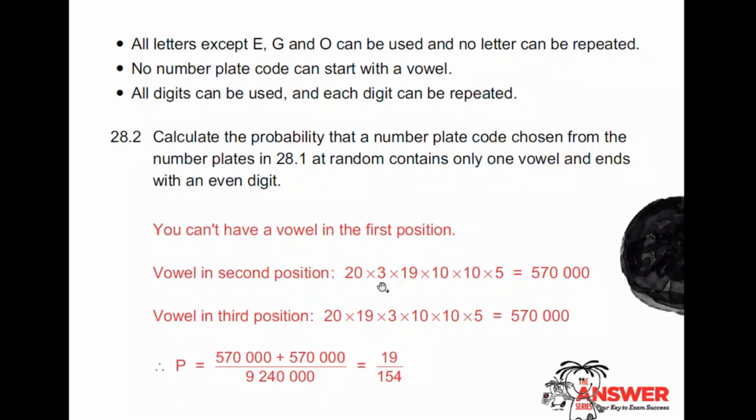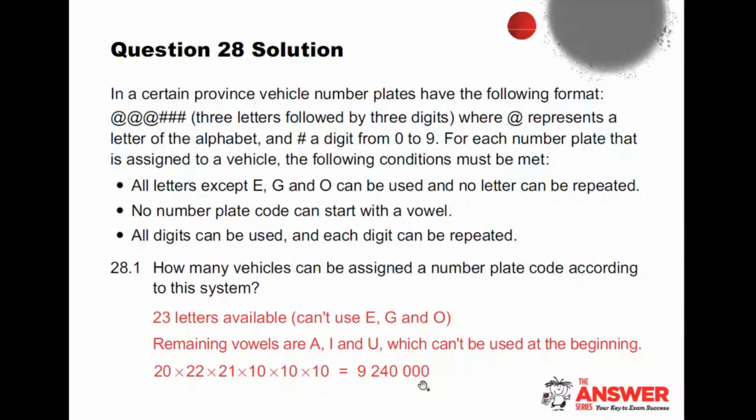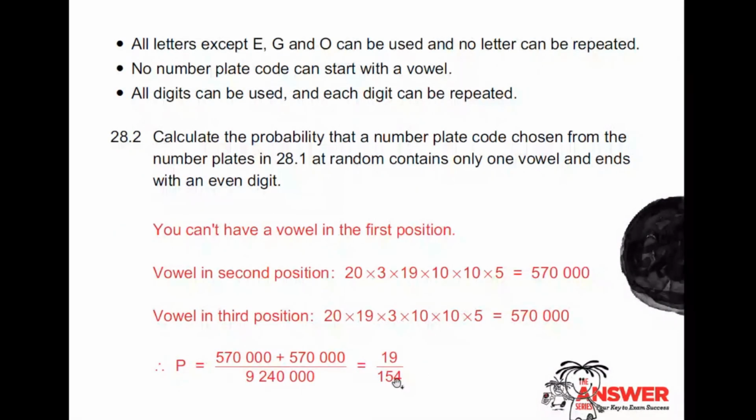26 letters in the alphabet, excluding E, G, and O is 23. Excluding my remaining vowels is 20, because I can have only one vowel. So there are 20 options there. I can't repeat letters, so there are 19 there. If the vowel's in the third position, it's exactly the same scenario. The 3 now goes in the third position. It's still 20 letters, 19 letters. And they wanted probability. It's both of these options added, divided by the total I had. And there's my answer.